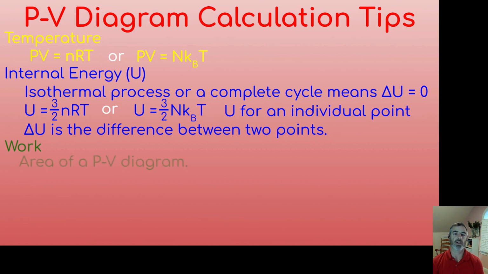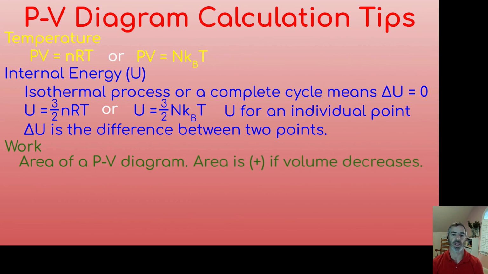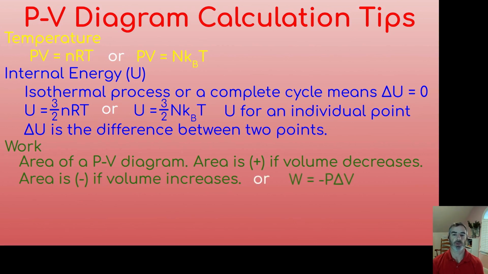Then work is the area underneath the PV diagram. If the area is positive or the work's positive, that's if the volume decreases. So that's right to left on your PV diagram. If the area is negative or work is negative, that means the volume increases. So that's moving left to right on your PV diagram. We could also use the equation that work is equal to negative P times the change in volume.